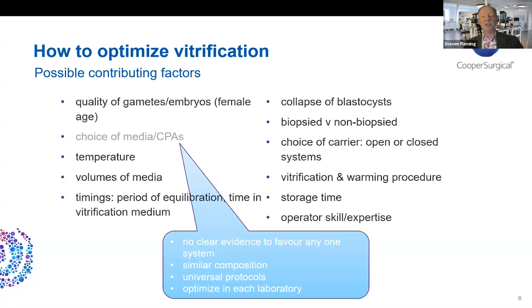Now, it's commonly assumed that the choice of media containing specific permeating and non-permeating cryoprotective agents is an important factor to consider. However, there's actually no clear evidence in favor of one or other of the cryoprotectants. And besides, different vitrification kits share similar composition, thereby lending themselves, in fact, to use in universal protocols. And it's more important, therefore, to optimize any given vitrification kit within your own lab.